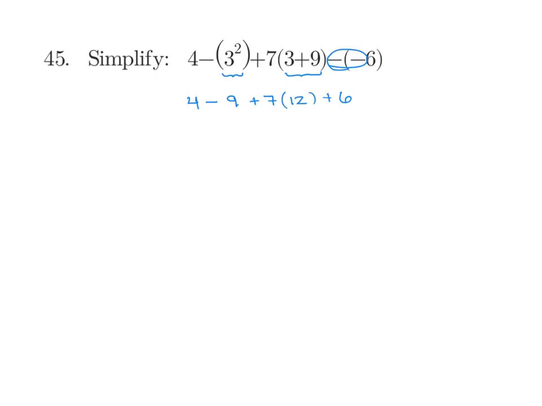All right, we took care of our exponents already, so we are to our multiplication step. We get 4 minus 9. 7 times 12 is 84 plus 6. All right, I'm going to go ahead and combine my positive numbers together. 84 plus 6 is 90, plus 4 is 94. I'll bring down my minus 9, and 94 minus 9 is 85.